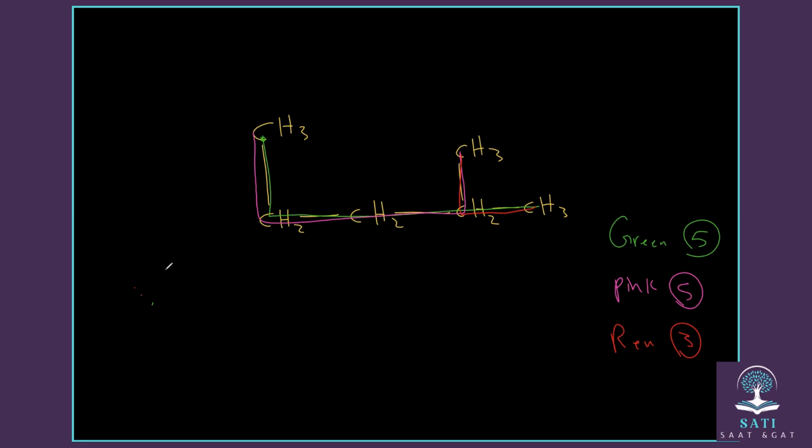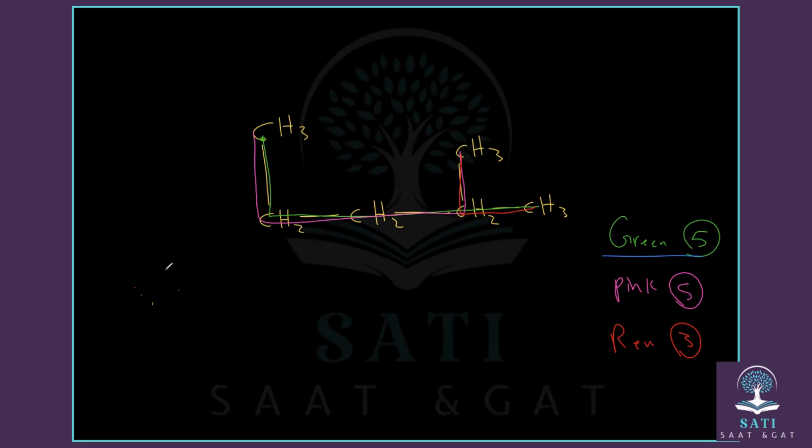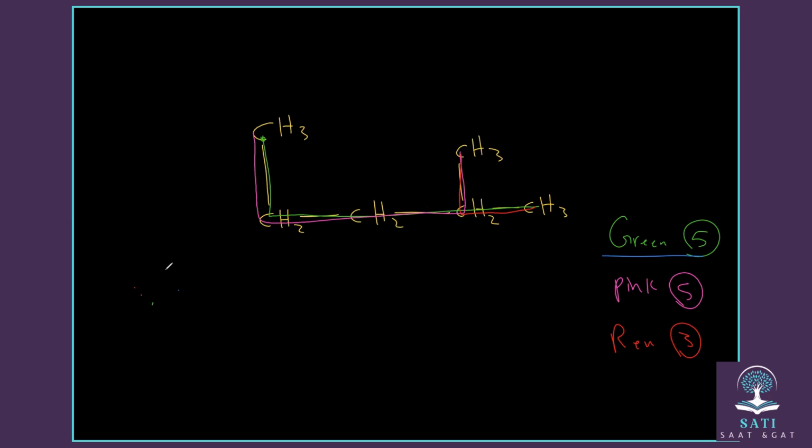Again, you depend on the longest chain, either the pink one or the green one. But it's easier for you to use the green one, because it's almost like a straight line. As long as it is straight, it's good. So this green chain has how many carbon atoms? 5.